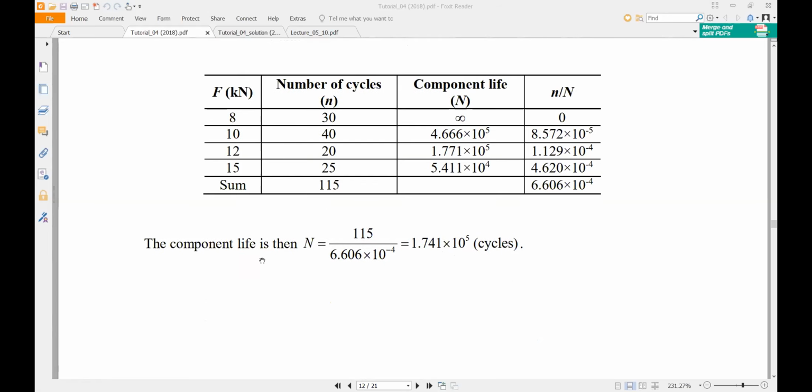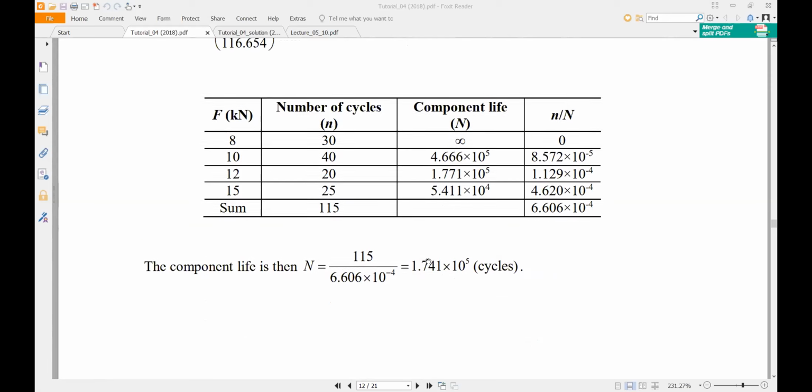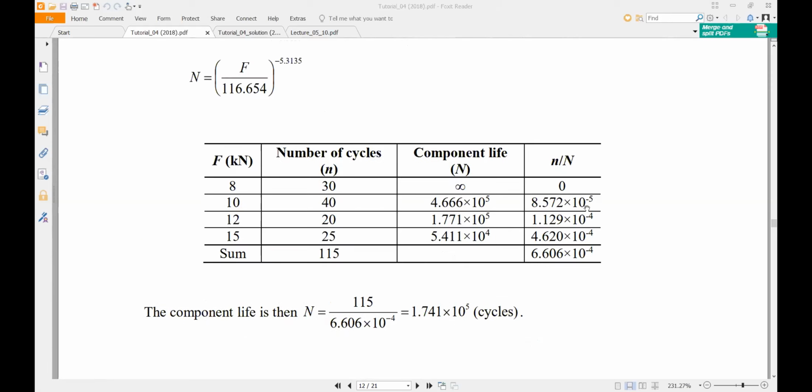Then the component lifetime you can calculate using this equation, because the total number of cycles you have now is 115. They didn't mention the time duration for this loading pattern. They will not apply it within 1 hour or within 20 seconds or something like that. But they asked the question to answer with the number of cycles. They didn't ask for per hour or per second or per day. So what you can do with this number of cycles, this is the damage.